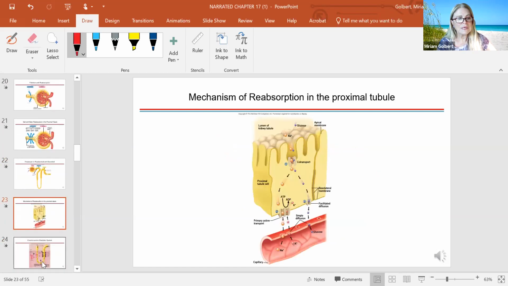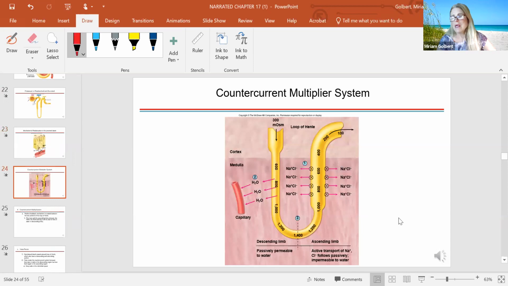And then we get to my favorite, the countercurrent multiplier system. So once the proximal convoluted tubule has absorbed everything that needed, then we're going to go into the loop of Henle. So this loop of Henle has a descending limb, which is the first one here, descending. And then when it goes up, it has an ascending loop. Now, if you notice, the descending is skinnier than the ascending one. So it's a little thicker here.